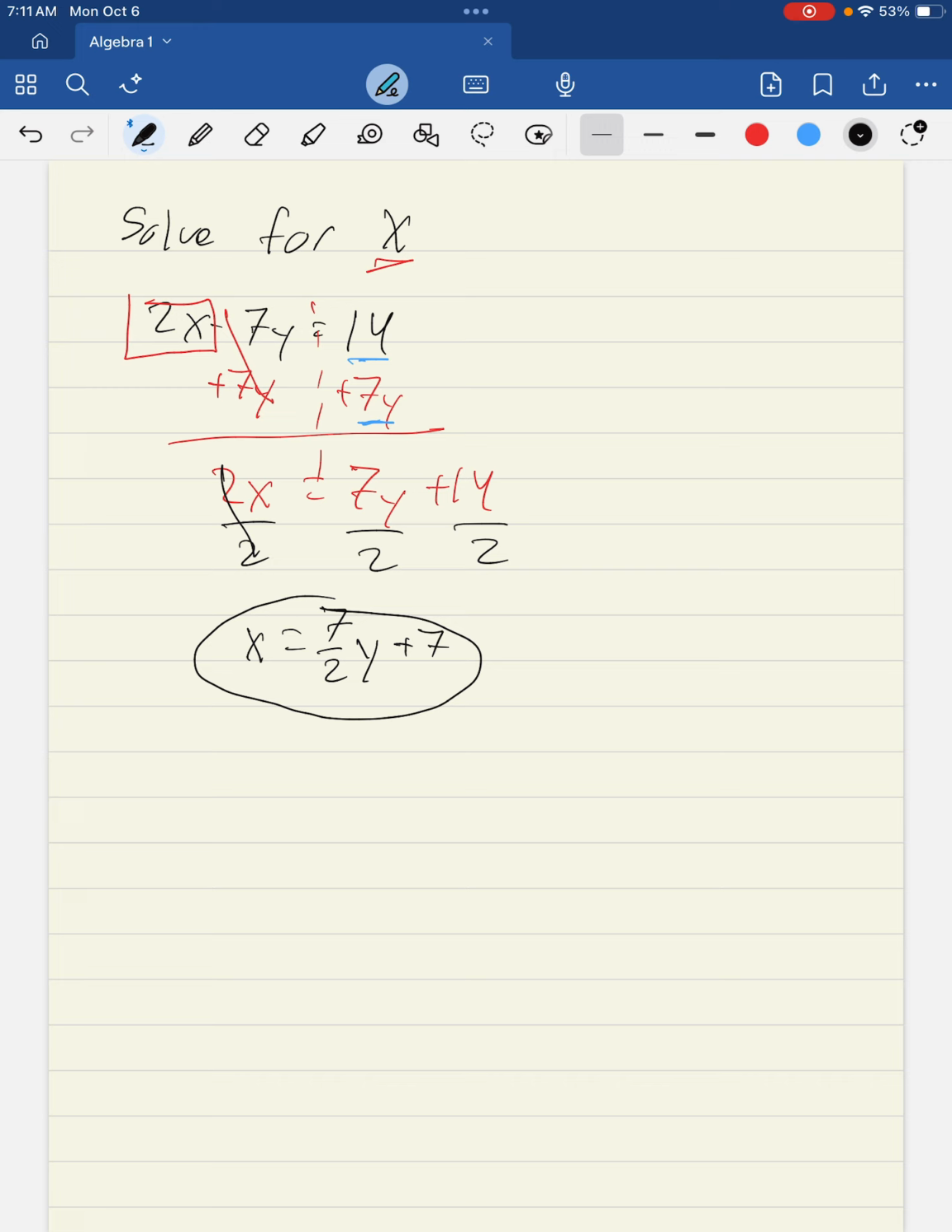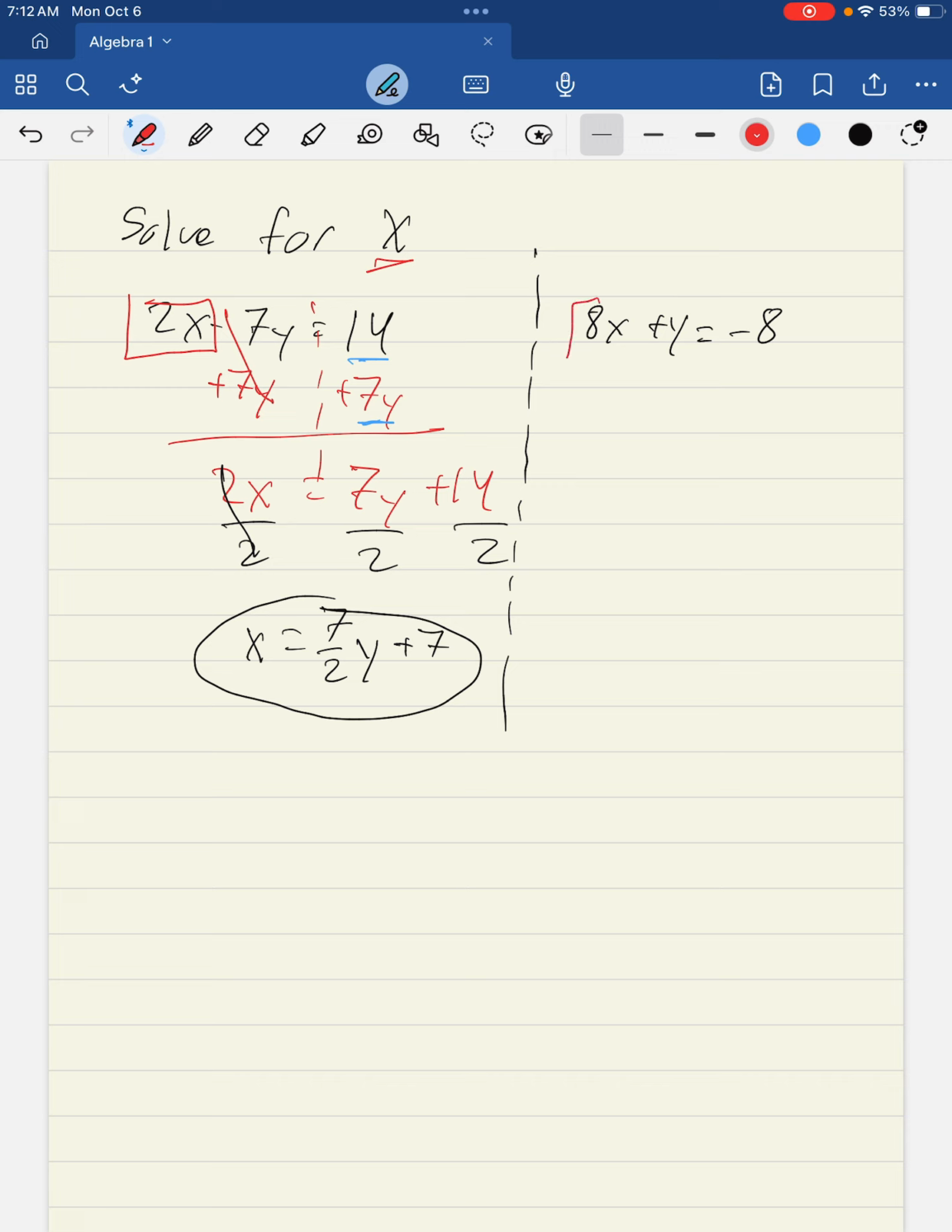Let me do one more with you. And again, if I go too fast, you can just pause the video, rewind, whatever you need to do. Next one, I got a little trickier one. We're still solving for x. 8x plus y equals negative 8. All right. Process is the same.